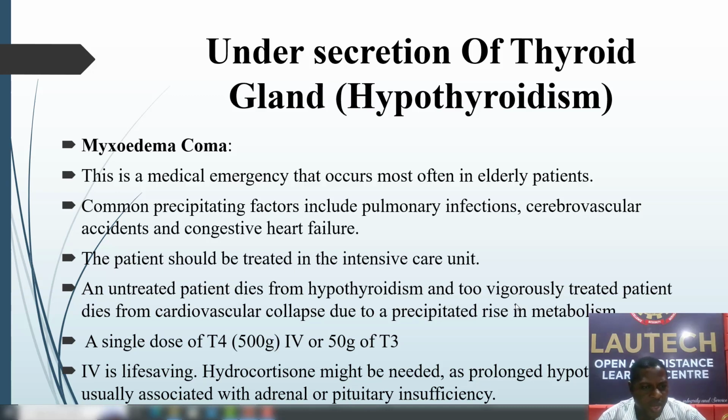in metabolism. A single dose of T4, 500 microgram intravenous, or 50 microgram of T3 is administered. So intravenous is life-saving. Hydrocortisone might be needed as prolonged hypothyroidism is usually associated with adrenal or pituitary insufficiency.